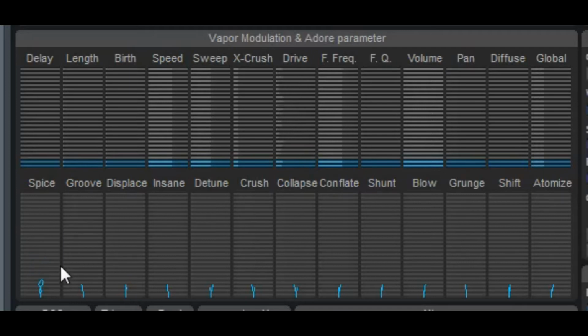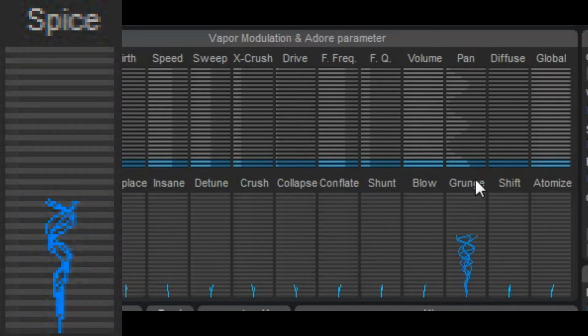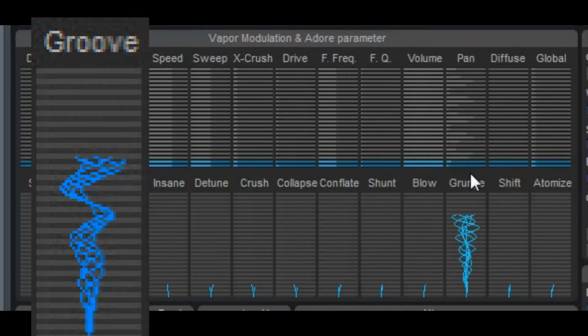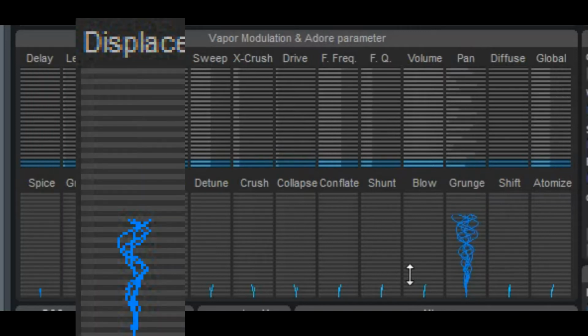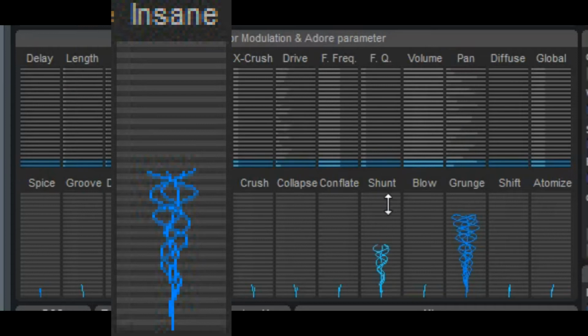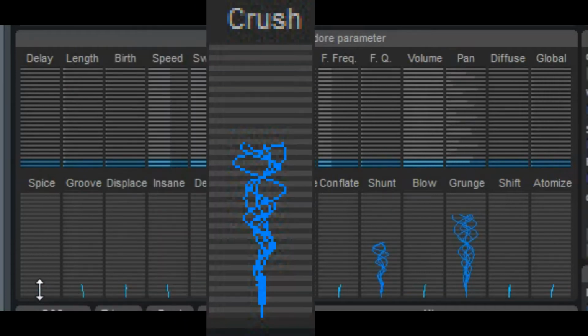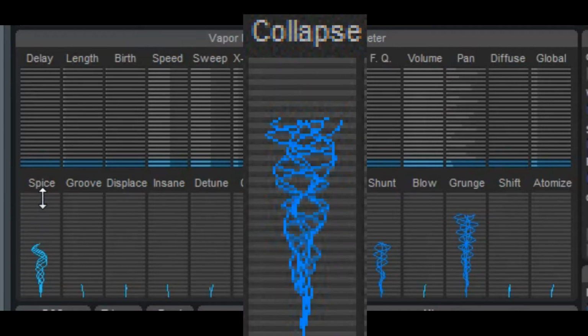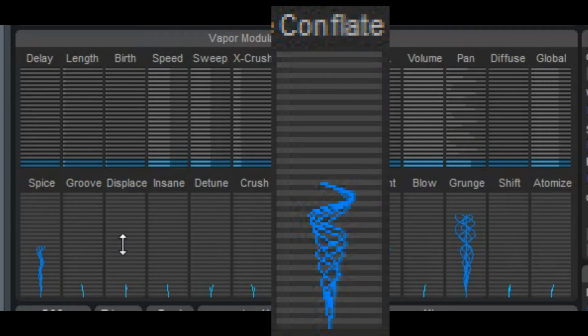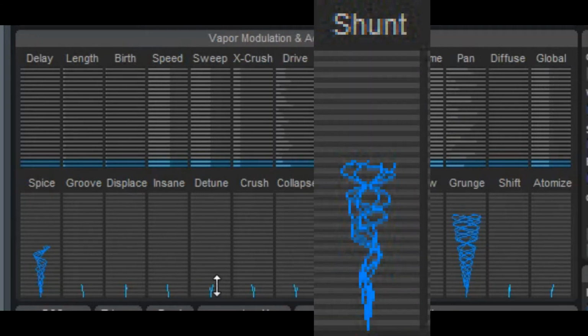There are 13 new modulation parameters, as it seems, and their sliders occupy a prominent place in the user interface, directly below the vapor modulation monitors. With names like Spice and Insane, Grunge and Collapse, they give us a good chance to guess what they are intending to do, but not how they do their work. Let's have a closer look at them.